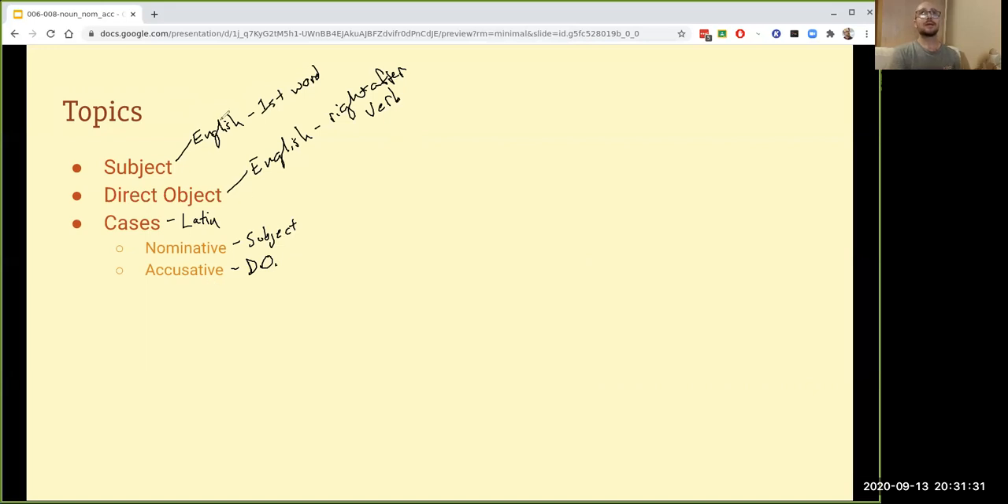Okay, that is what we've got for today. Nouns, subjects, direct objects, cases, nominative, accusative.